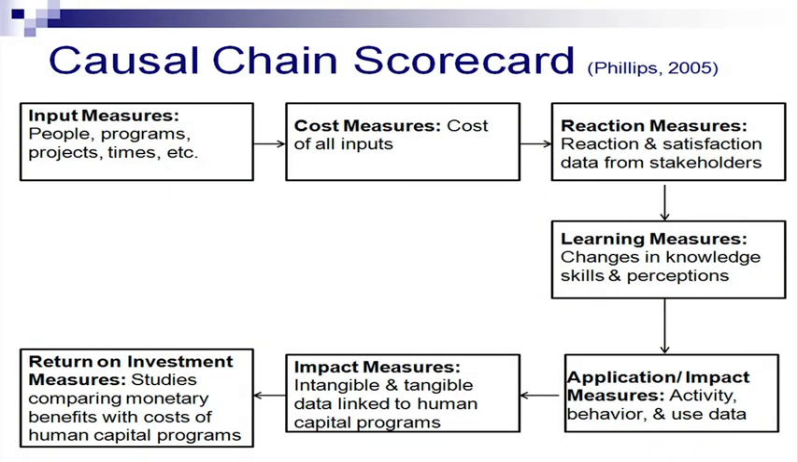We find out what is causing what. So, we evaluate everything in detail. We have some input measures, which are people, projects, times, etc. Then the cost measures: we find out how much each input has cost us. These things can be documented, put in black and white. So, how many people did we recruit? How much money did we spend on recruiting them? How many people participated in programs? How much did we spend on those programs? So, we do this for every activity.